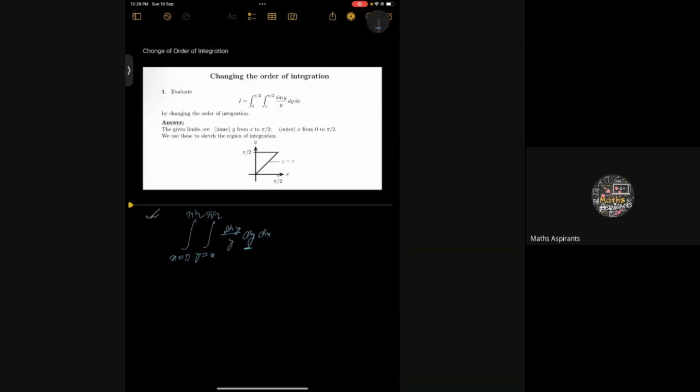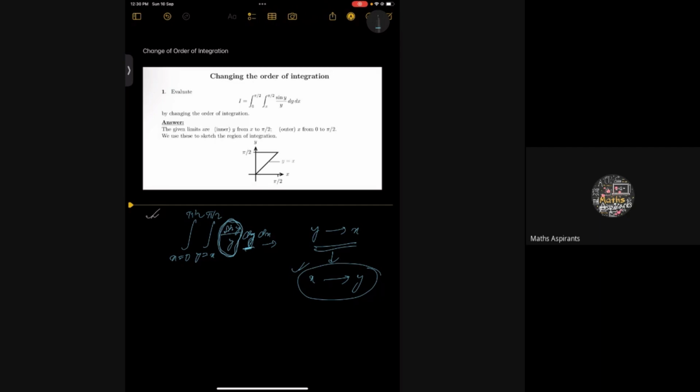So what do you mean by change of order of integration? If you integrate this, you have to integrate with respect to y first, and then after that with respect to x, right? So y first and then x. Now changing the order means doing the reverse of this, x first and then y. There is a lot of advantage of doing this change of order. Why? Because if you look at this function sine y by y, there is no easy way of doing this integration with respect to y, right?